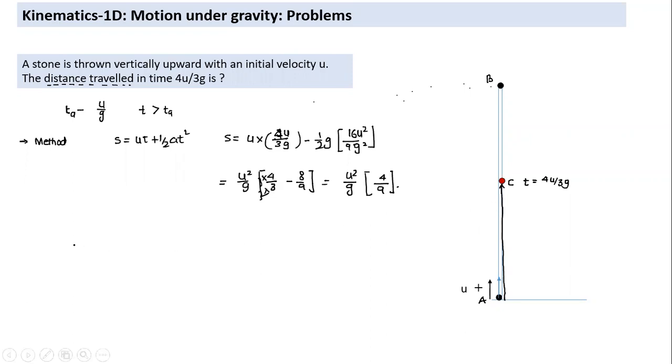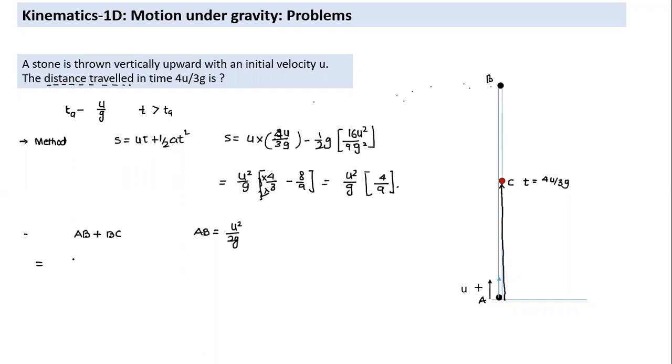So we have seen earlier, what is the distance traveled? One way of calculating it is pretty simple. Distance traveled will be equal to AB plus BC. So what is AB here? I can calculate AB. AB is equal to u square by 2g. And what is BC then? BC is equal to AB minus S.